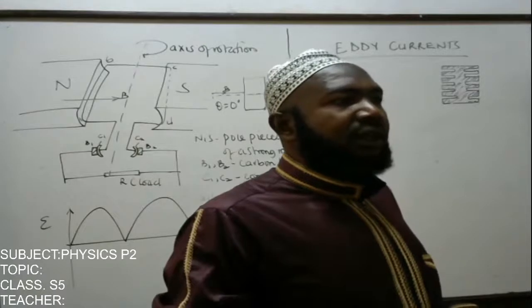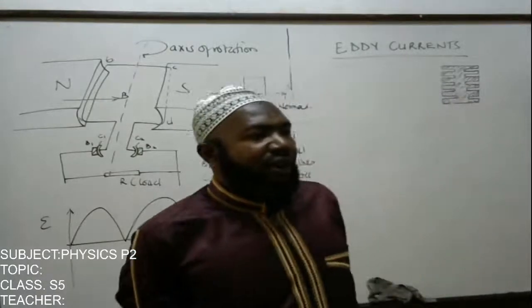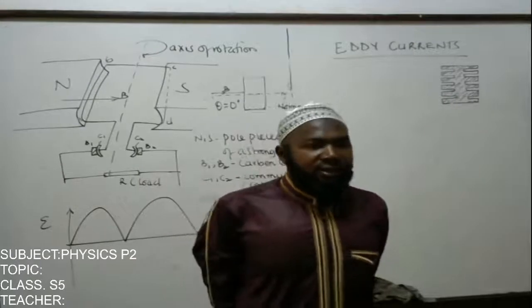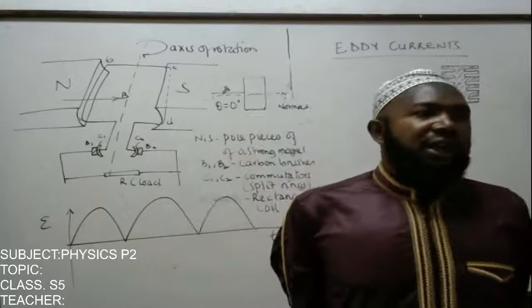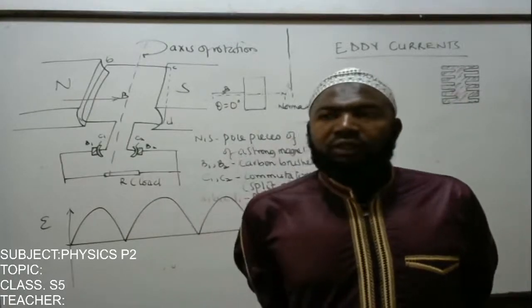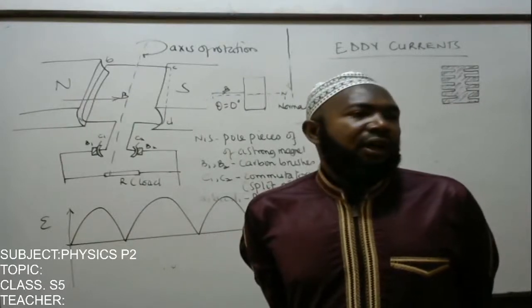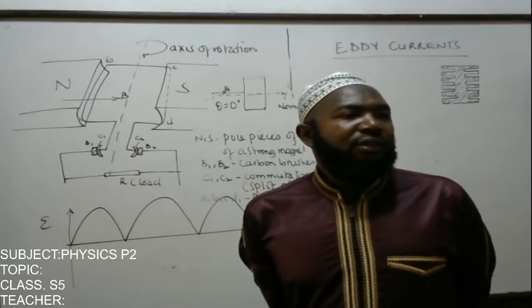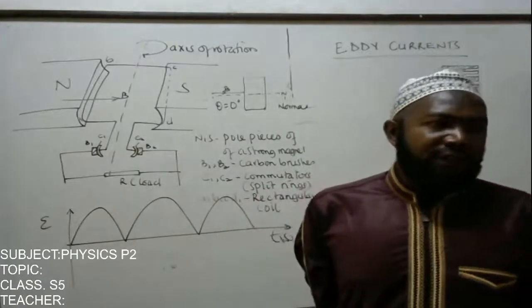Now, applications of eddy currents. We have mainly four applications. There could be others. One, they are used in damping in a moving coil galvanometer. You know what I mean by damping? Damping is providing an opposing motion in order to stop the rotation of the pointer.